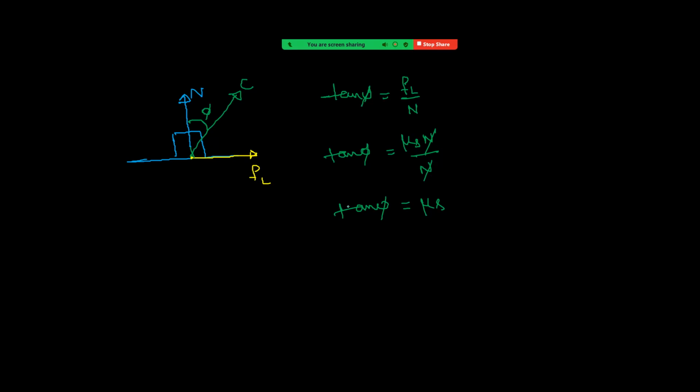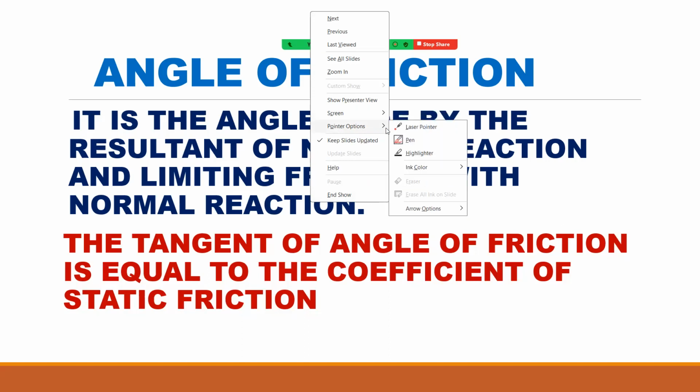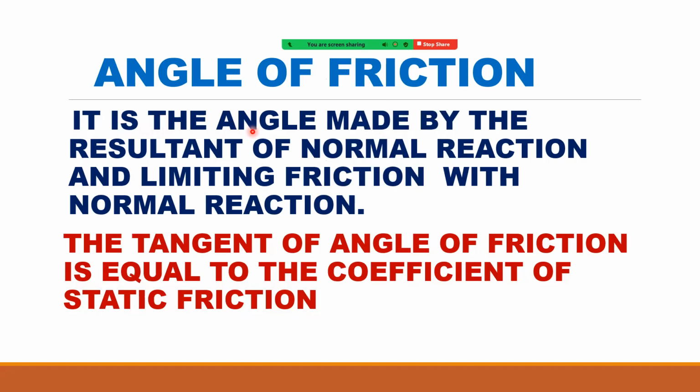That means the tangent of the angle of friction is equal to the coefficient of static friction, right? That is what we have discussed in these two points. First, it is the angle made by the resultant of normal reaction and limiting friction with the normal reaction. And the second point is the tangent of the angle of friction is equal to the coefficient of static friction.